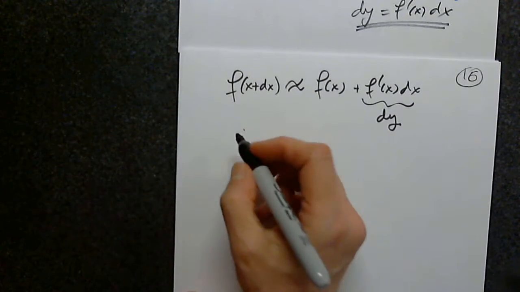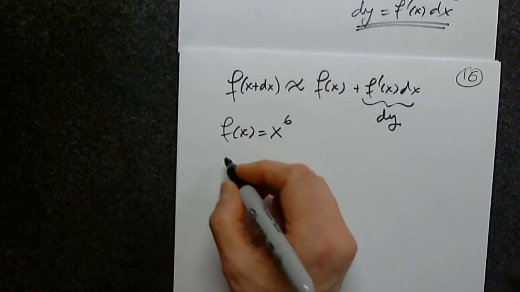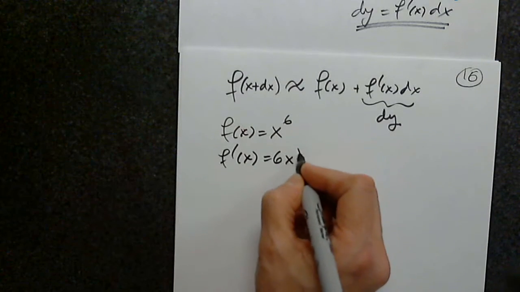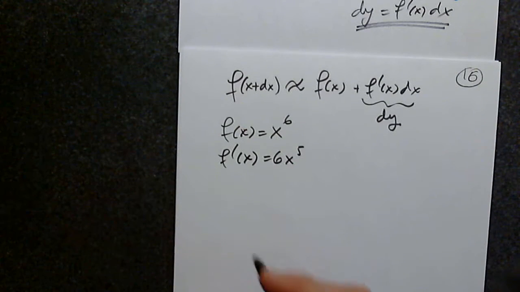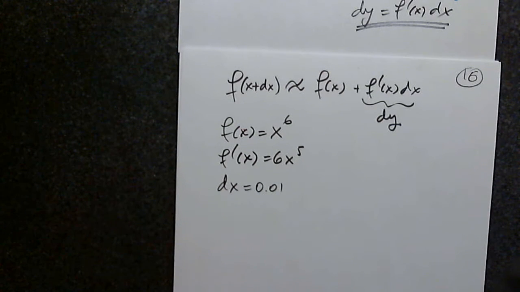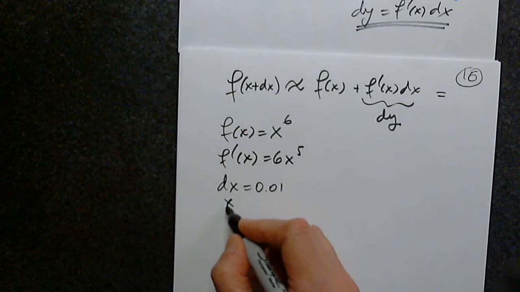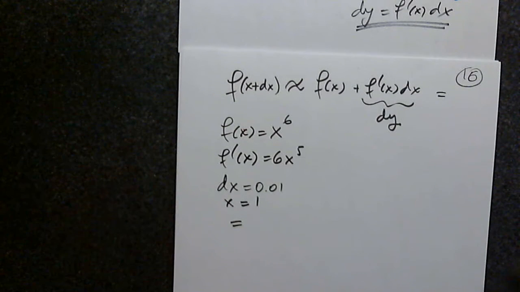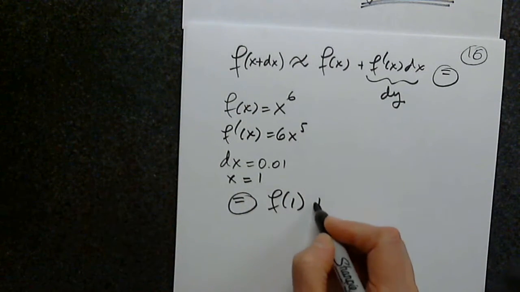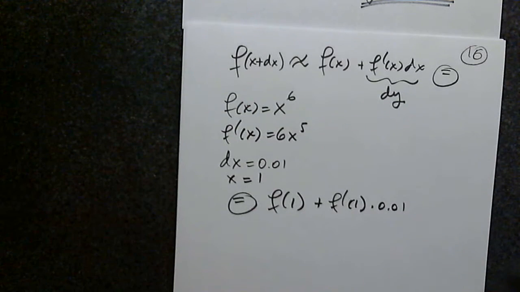So I have to find the function. Well, the function is obviously x to the 6th power. I have to find f prime, which is 6x to the 5th. I have to identify the dx, which is definitely 0.01. And now all I have to do is just put everything together. And of course x, I forgot, x equals 1. So then this will be f of 1 plus f prime of 1 times 0.01.